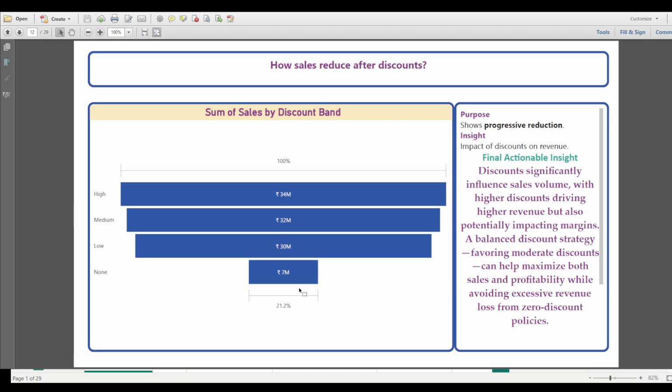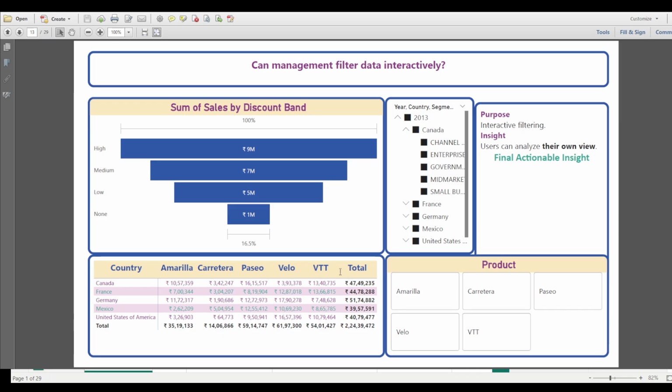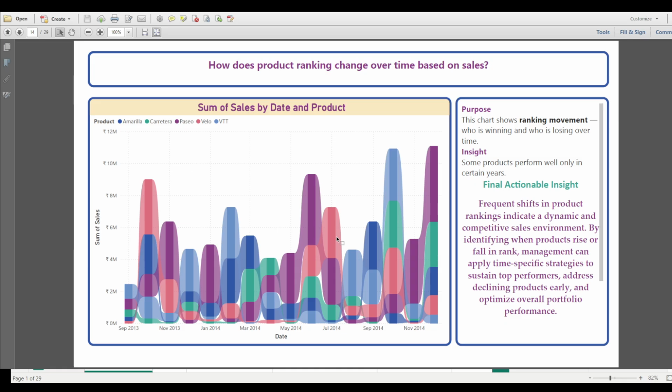So this is how you have to decide what the query is: how do sales reduce after giving the discount? This you are showing. Whenever you have to show figures from top to bottom, you will be using a funnel chart. Then I have just explained how to make it interactive. So this is a slicer, this is a slicer. To show the interaction, you can combine all the charts along with slicers.